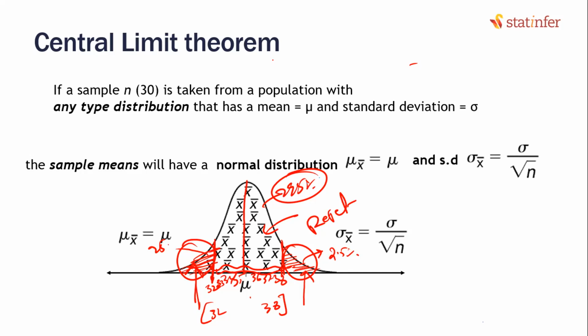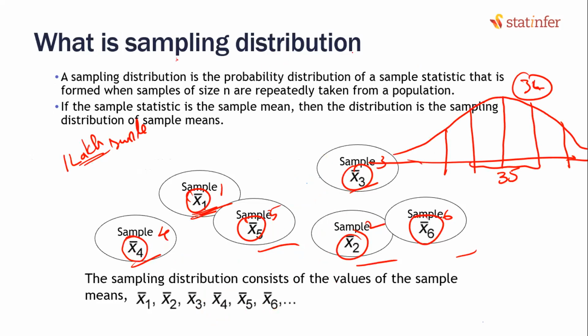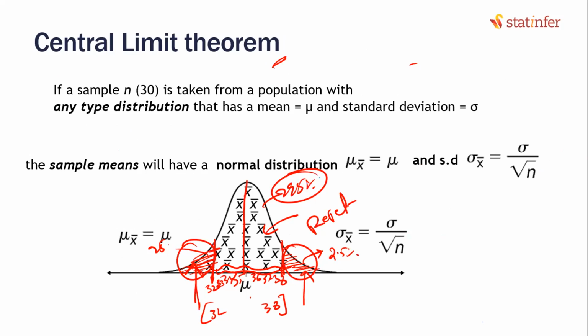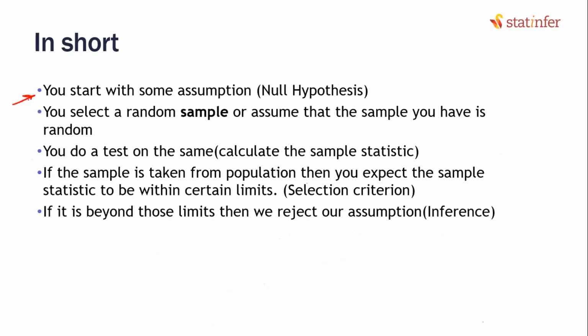We will take the decision based on the central limit theorem or the sampling distribution. The sampling distribution is the one that will complete this whole process of testing of hypothesis. So in short, you start with one assumption, the null hypothesis. You select a random sample, assume that the sample you have is random. Usually we should not take a biased sample, isn't it? What do we mean by a biased sample? Intentionally taking all the young people. If the SBI manager himself gives you a sample, are you going to accept his sample?